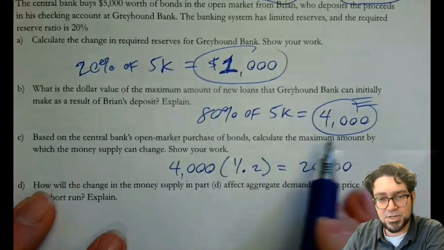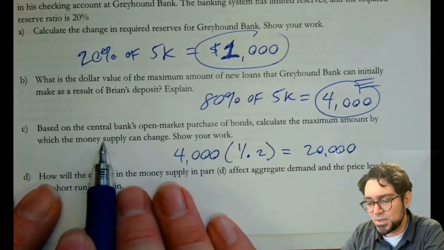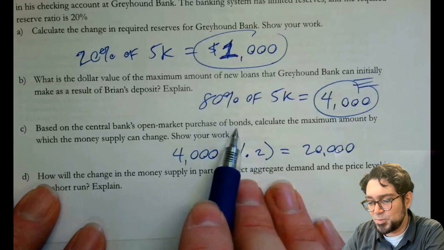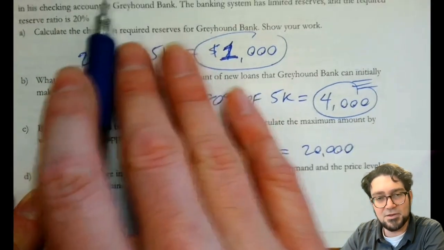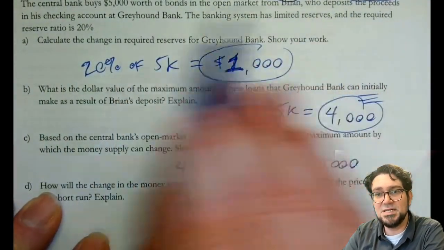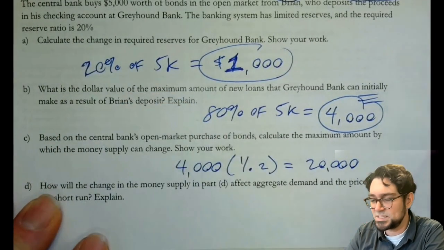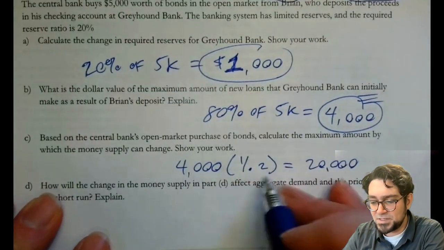I really don't necessarily care for this question. This is an AP exam problem from a few years ago. And part of the reason I don't like this is that it's really saying open market buying of bonds, that would have created the $5,000 because that actually does exist. But it tells you that he deposits them into his checking account and then the reserve ratio kicks in at 20%. So I'm not a huge fan of this question.